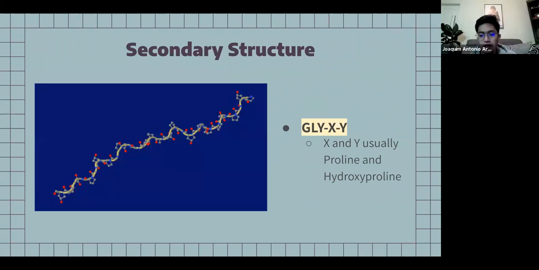So for the secondary structure, collagen helix is the secondary structure of the protein collagen, which exists as the single secondary structure. Helicoidal, however, more elongated than the alpha helix and has a left-hand orientation. The sequence of the and usually followed by proline and hydroxyproline. Next slide, please.